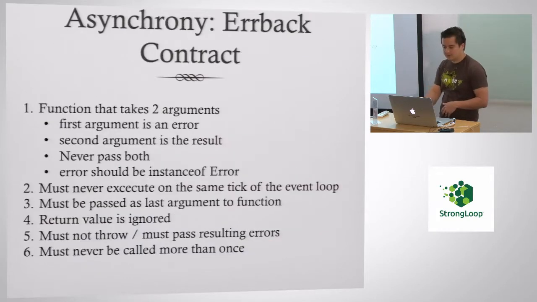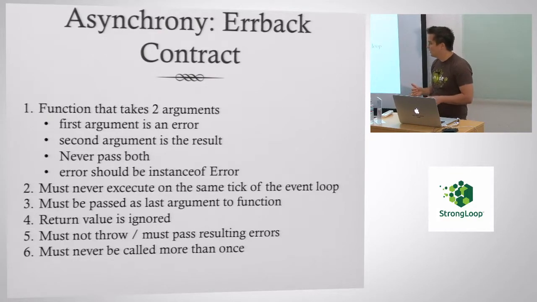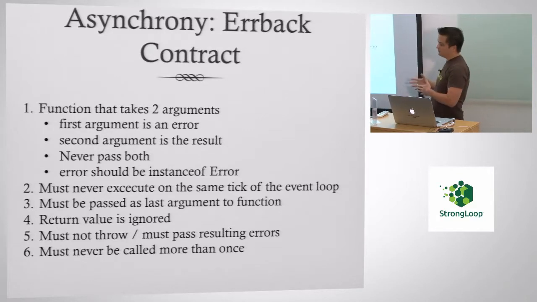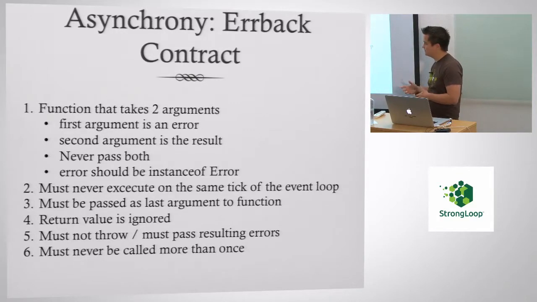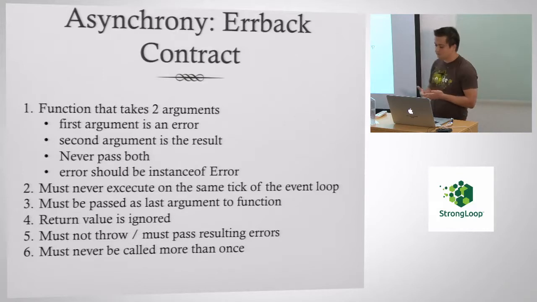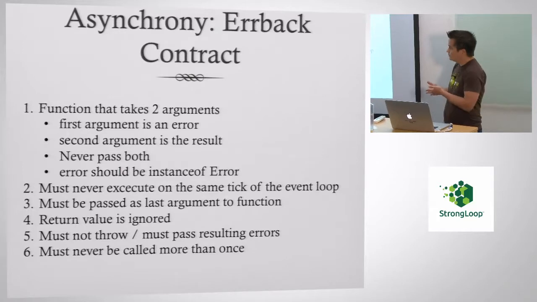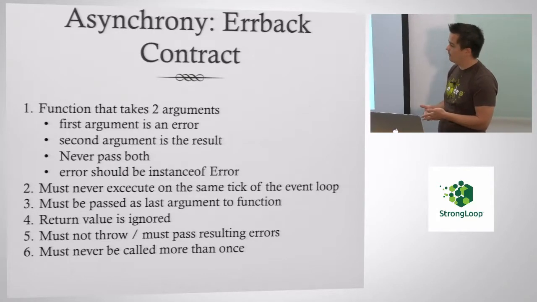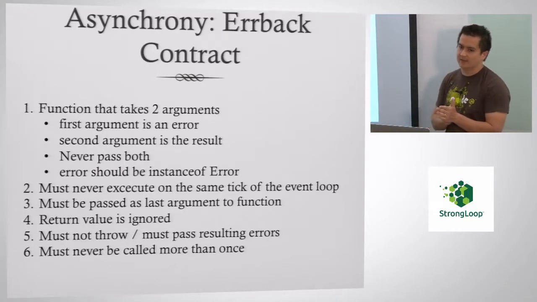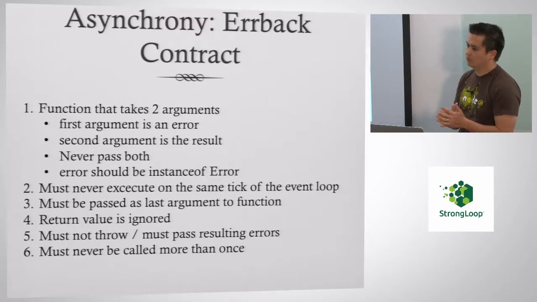But to jump right into the callback or errorback contracts, you don't always think about it, but all of these are actually formal expectations or informal, implicit expectations of the callback contract. And what those are is essentially that it's going to take 2 arguments and only 2 arguments. The first argument is going to be an error. The second argument is going to be the result. You'll never pass both, so you'll never get both an error and a result. You'll always get one or the other. And ideally, an error should be an instance of error. So it should not just be a string or false or null.